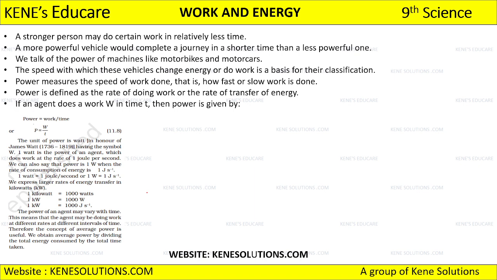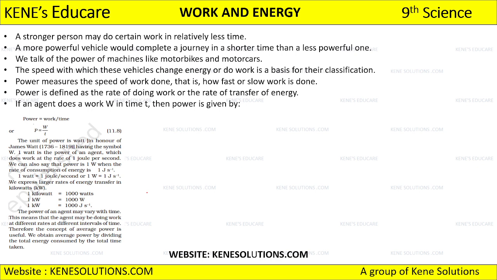So we can also say that power is 1 watt when the rate of consumption of energy is 1 joule per second, right? So 1 watt is equal to 1 joule per second, and we express the larger rates of energy transfer in kilowatts. If the energy transfer is taking place at a higher rate, then it is expressed in kilowatts, and 1 kilowatt is equal to 1000 watts. Okay, so 1 kilowatt is equal to 1000 joule per second.